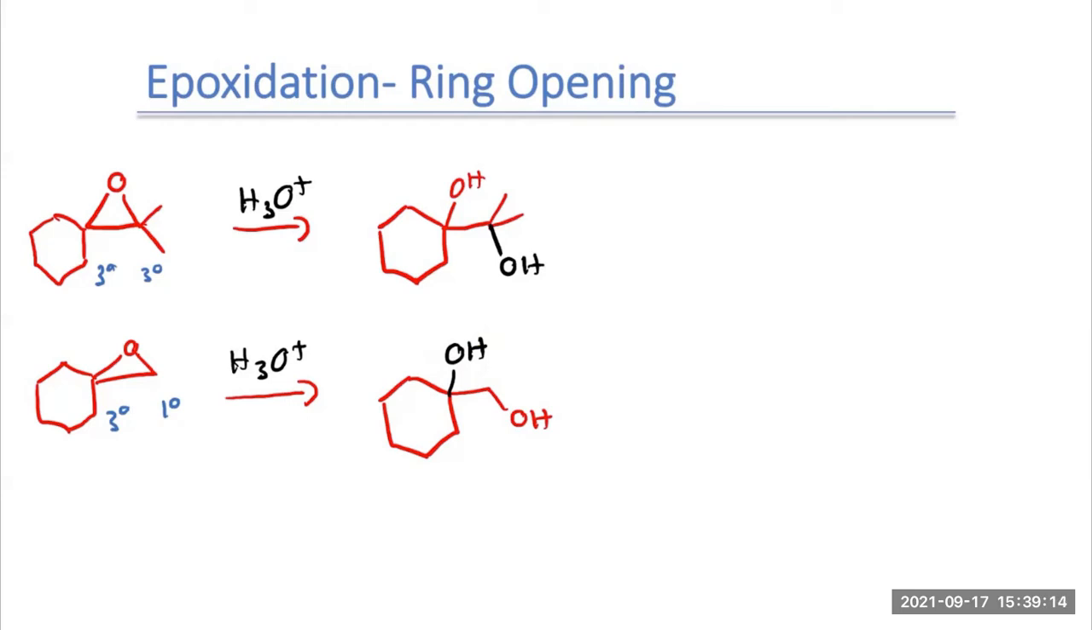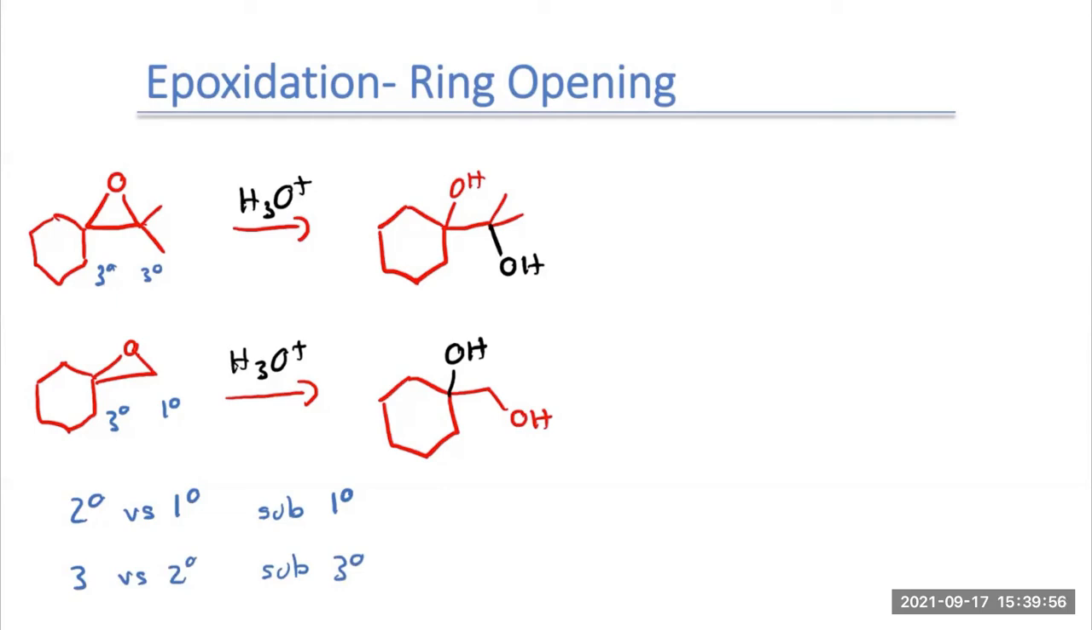And so when we're looking at this, if we want to compare different sides, so let's say we have a secondary versus a primary. So one alkyl group versus none. We're going to substitute on the primary. If we have a tertiary versus a secondary, we're going to substitute on the tertiary carbon. And we'll learn why a little bit later in the course.